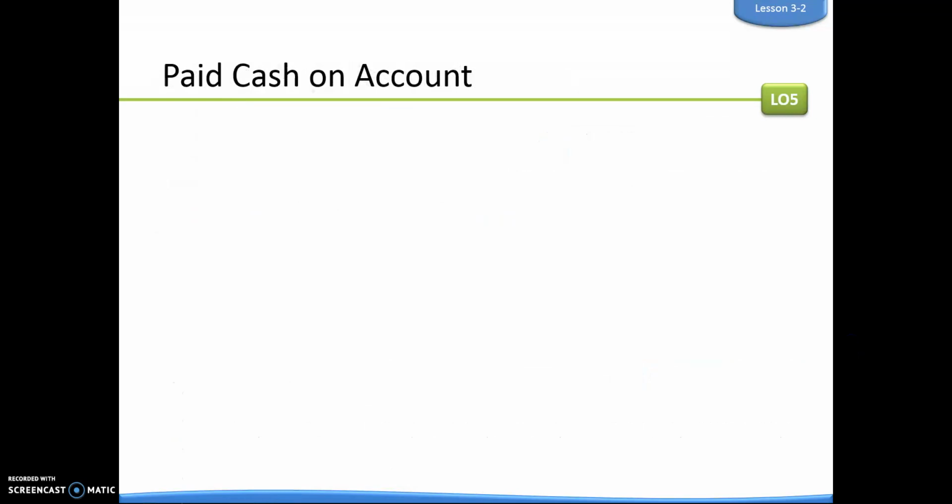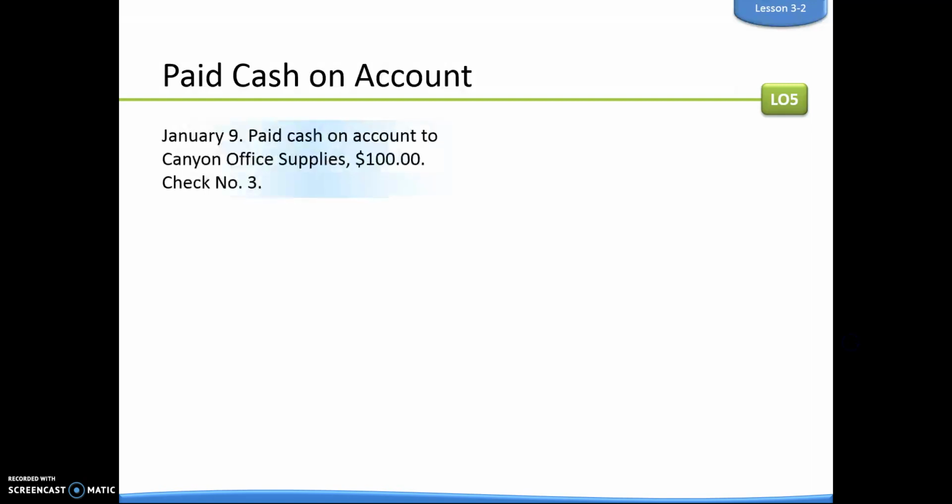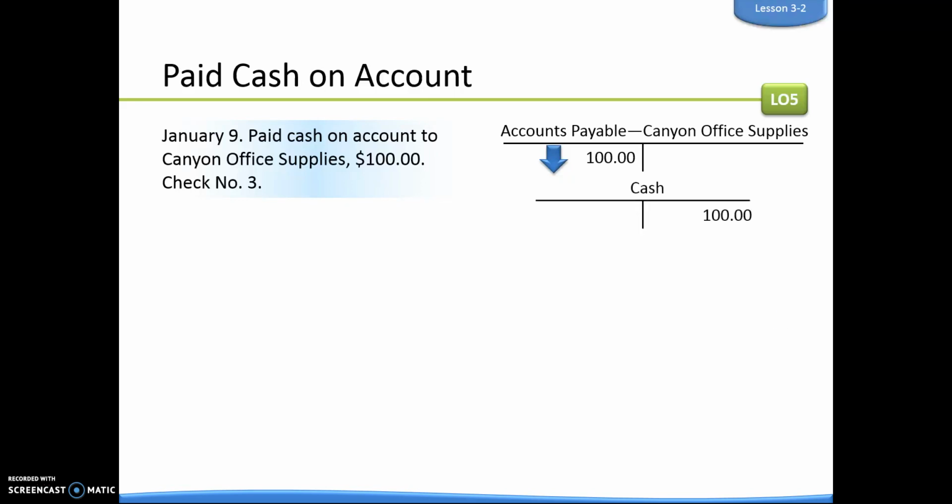Our next one is that we paid cash on account. This is where it says on January 9th, we paid cash on account to Canyon Office Supplies for $100, check number 3. So what's happening, remember, is we owed Canyon Office Supplies. We had bought supplies from them on account, which means we did not pay for it right away. A few days later, we send a check to them. So our accounts payable, Canyon Office Supplies, is decreasing with a debit. We no longer owe them that money, so our liability is going down. And then our cash is also going down with a credit. The reason we put accounts payable first is because accounts payable gets the debit in this transaction. So we always want to think about putting our debit first.